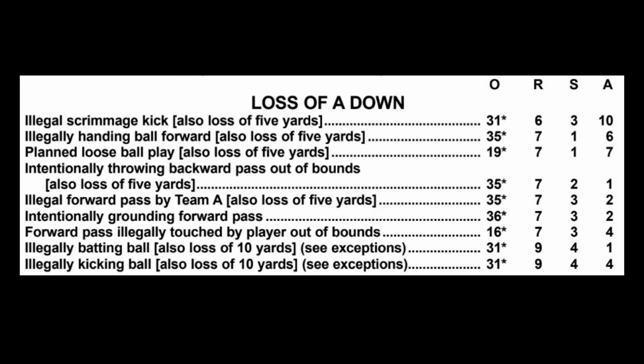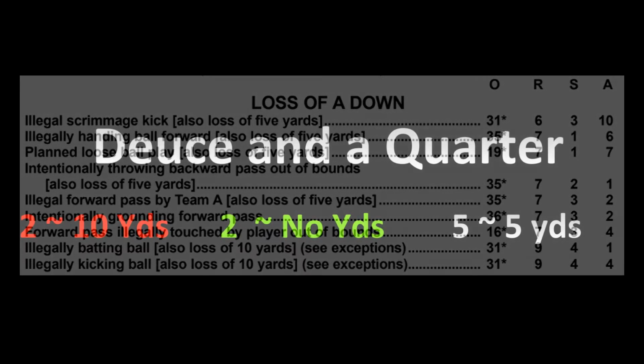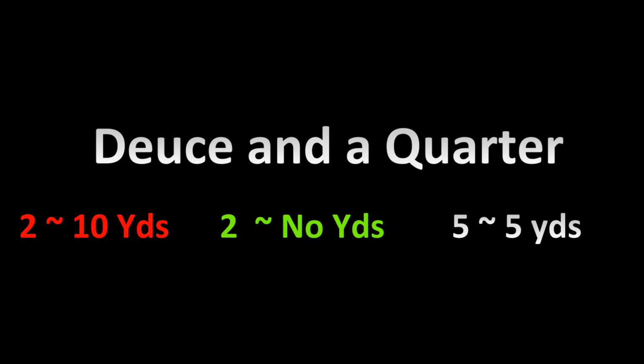Next, we'll talk about penalties that carry a loss of down. Sometimes it's helpful to use an acronym or saying to remember certain rules. For this one, it's deuce and a quarter, an homage to the old Buicks of yesteryear. There are two 10-yard penalties that carry loss of downs, two penalties with no yardage that carry a loss of down, and there are five 5-yard penalties that carry a loss of down.